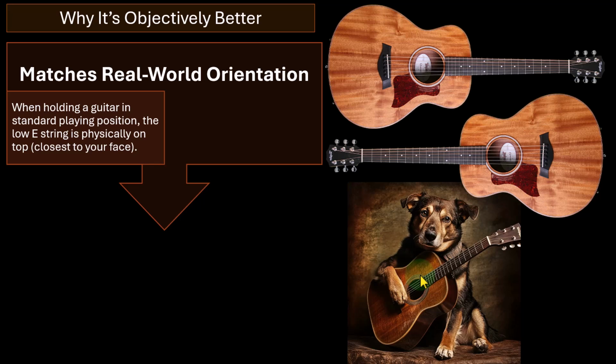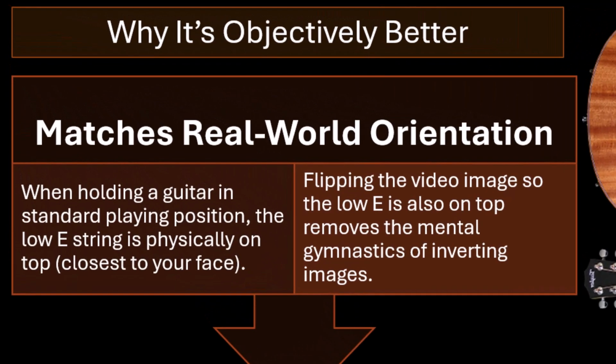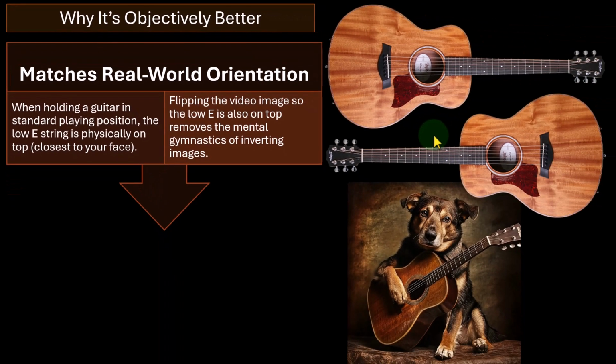But when you put a video camera on the guitar, it's just natural to put it as though you're sitting in front of it, which actually makes it a little bit difficult for the learner that way. So flipping the video image so the E is also on top removes the mental gymnastics of inverting images. So notice that if you're looking at someone playing, the guitar's going to be facing this way. If I'm looking at the dog playing, the guitar's playing this way. But when I'm looking at them, my guitar is facing the other way because we're obviously face to face.